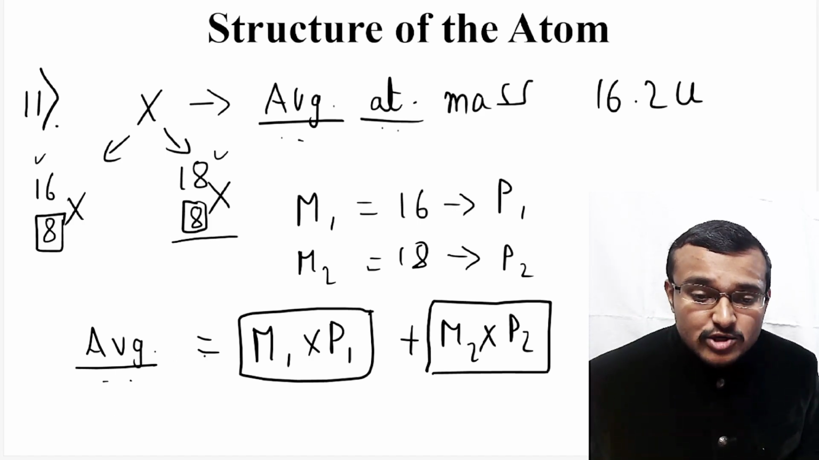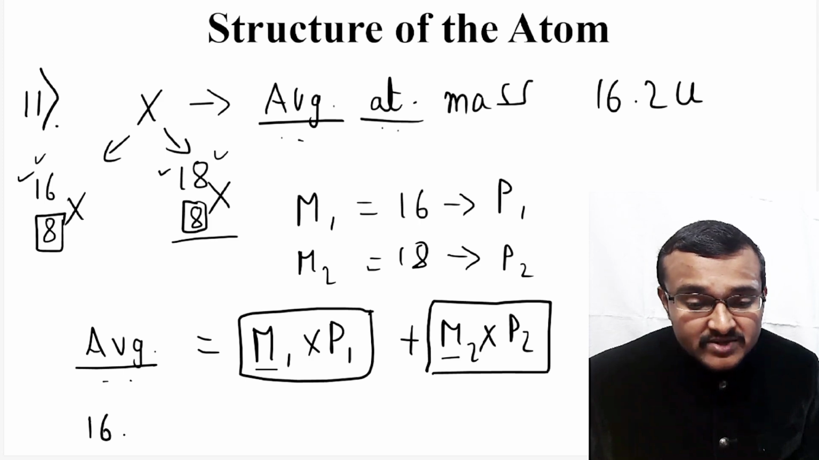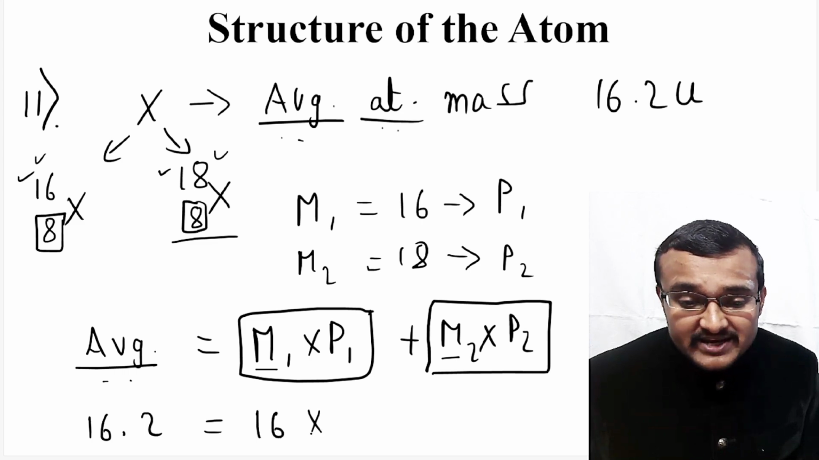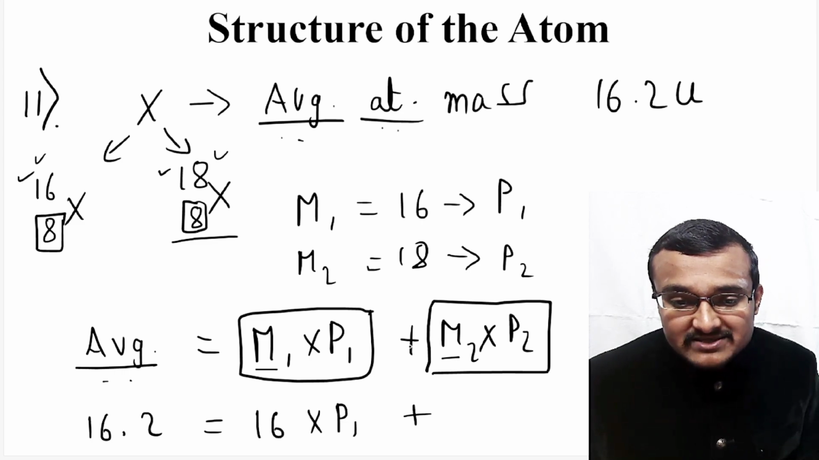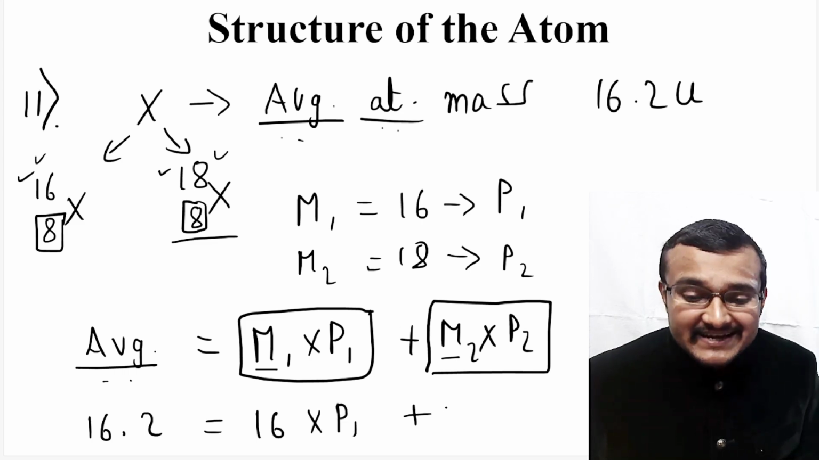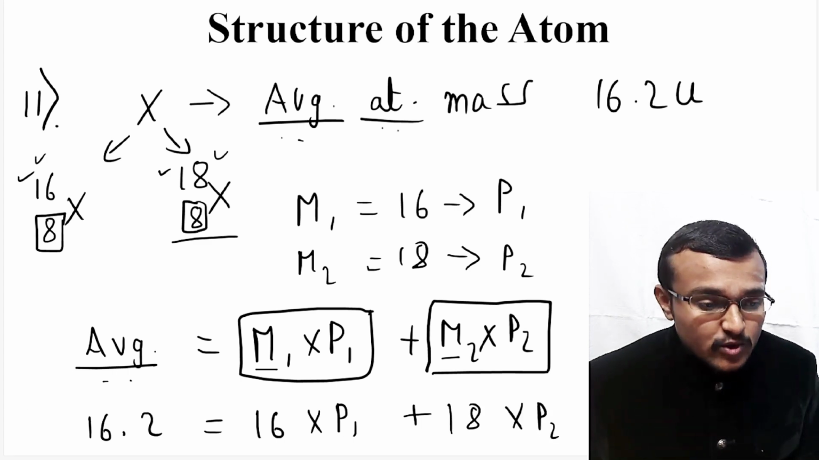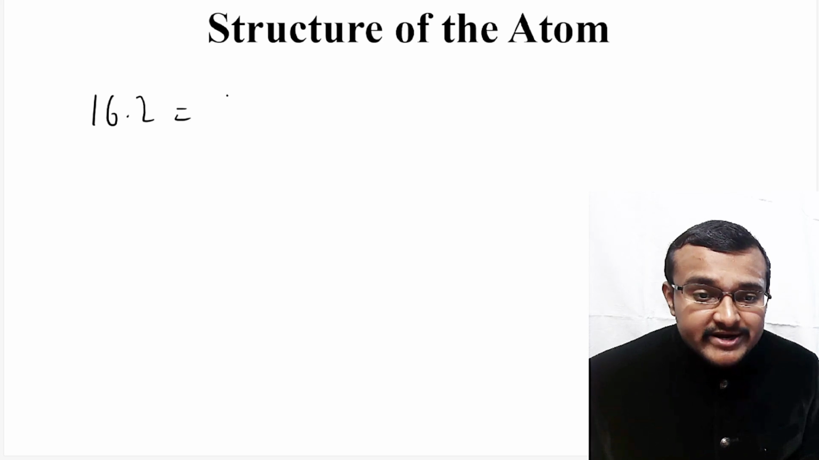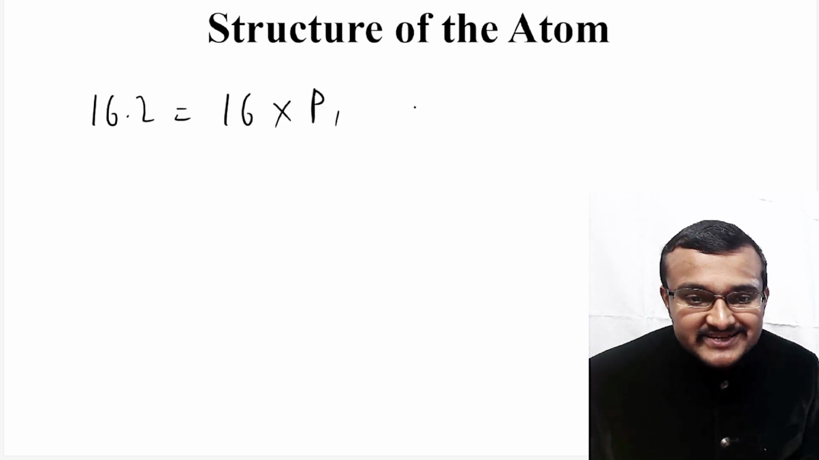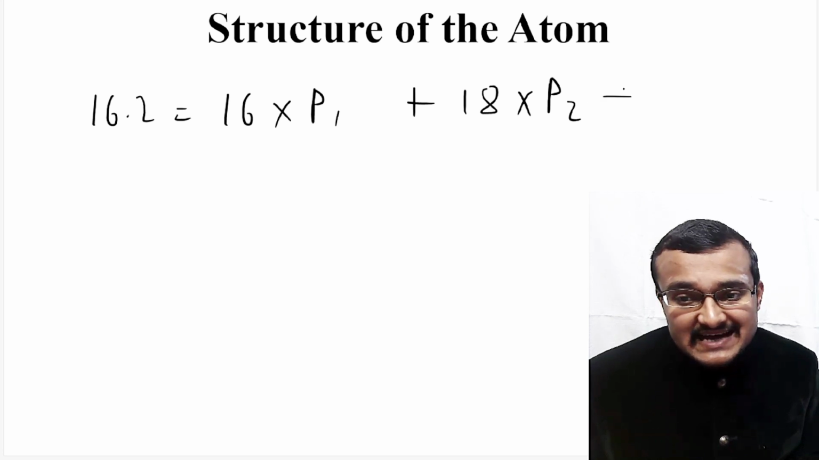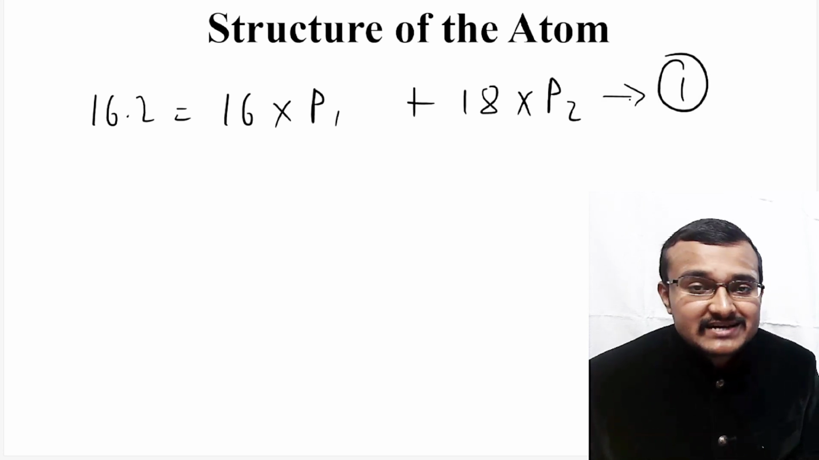Now they have given the average atomic mass, so you can substitute that here. So 16.2 is the average atomic mass, which is equal to M1, 16, into P1, we don't know P1, plus M2, 18, into the percentage abundance P2, which we also don't know. So 16.2 is equal to 16 into P1 plus 18 into P2. Let us call this equation number 1.